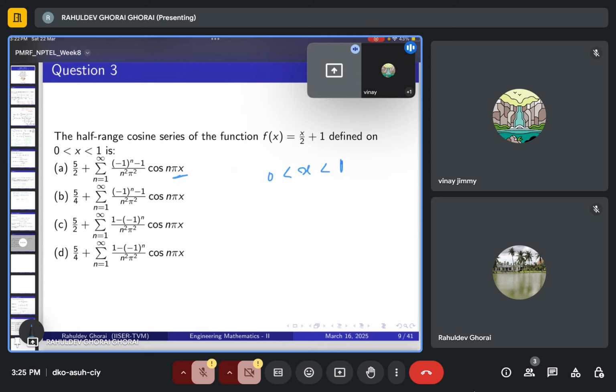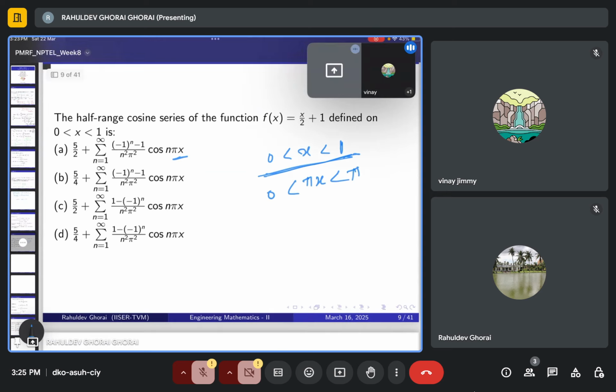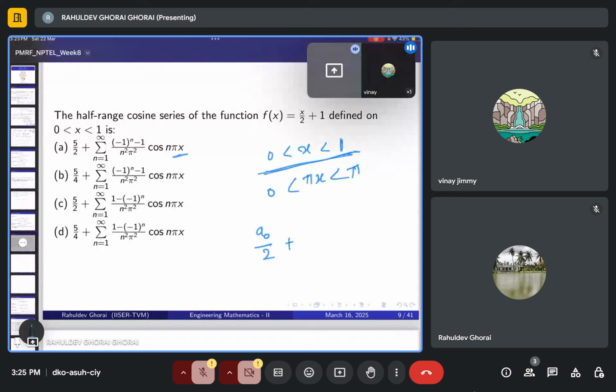So we usually work from 0 to pi, or 0 to 2 pi, or minus pi to pi. That's what we do. But here it is from 0 to 1. So what you can do is, instead of x, put pi x, and that will be from 0 to pi. So then how do you remember this? It will be a naught over 2 plus summation over n equal to 1 to infinity of an cos, instead of nx, it will be n pi x, right? Plus bn sin n pi x.